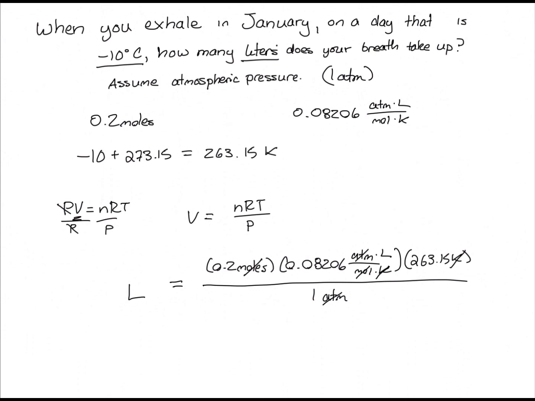And if you do all of that math, what you'll find is that the breath that you exhale will take up 4.4 liters, but again, we only had 1 sig fig here, so we're going to say that that is 4 liters. So when you exhale on a cold day in January, your breath will actually shrink, if we assume that it stays at the same pressure, to take up less space than what was in your lungs. There, we've done 2 problems on the ideal gas law, and that is it for today.